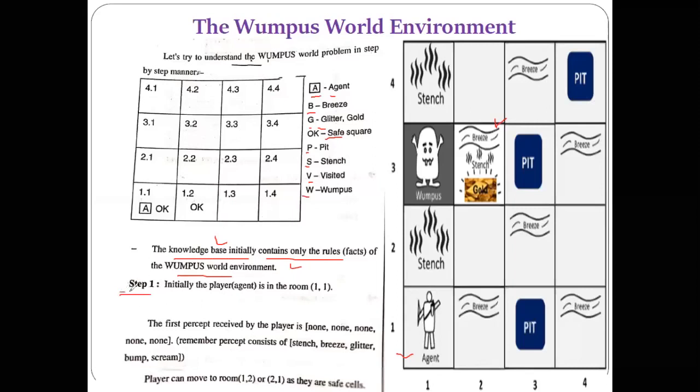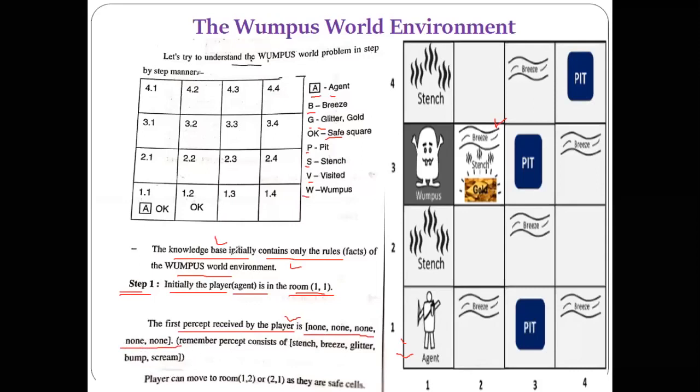Now see step one. What exactly is step one? Initially the player, or our knowledge base agent, is in which room? It is in room 1,1. Now at this position, this knowledge base agent will perceive something, as we have discussed. At this location, what is being perceived by the knowledge base agent? Let's see. This is the perception by the knowledge base agent.